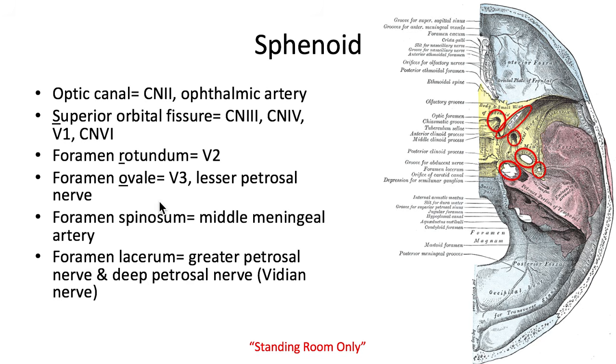So how I remember the different V1, V2, and V3 holes that they're being transmitted through, I remember this little phrase, standing room only. SRO, and that corresponds to S being superior orbital fissure for V1, rotundum for V2, and ovale for V3. SRO, standing room only.